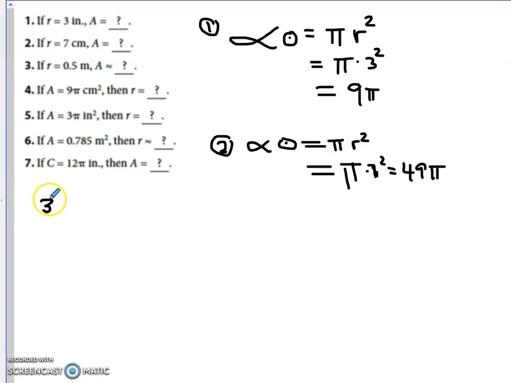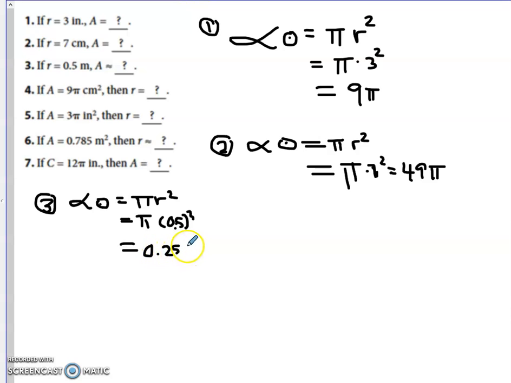And problem number 3, again, pi times r squared. And the radius here is 0.5 squared. So the area would be 0.25 pi. So basically a fourth of pi.